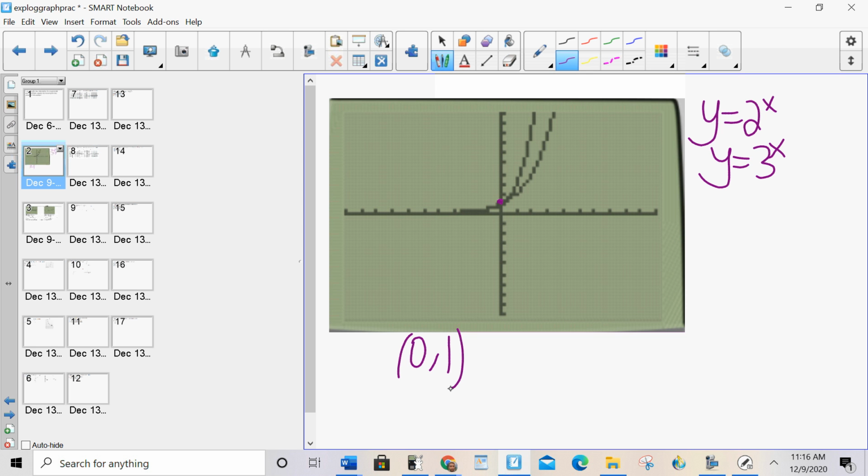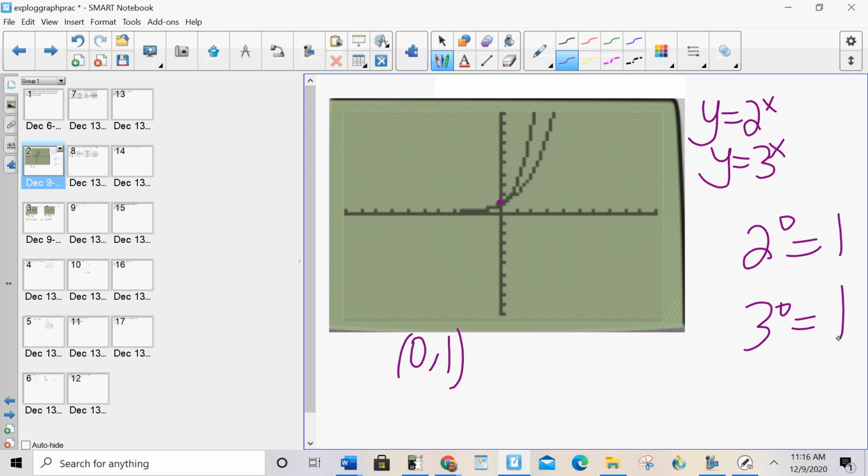Why? Because if I put 0 in for x, anything to the 0 power is always going to be 1. So 0, 1 is going to be on every single non-translated exponential graph. What else do they have in common?